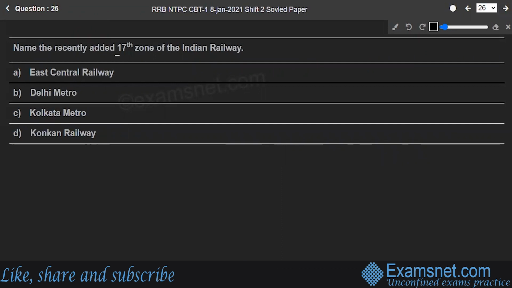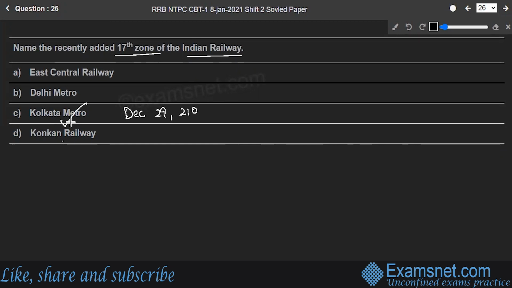Name the recently added 17th zone of the Indian Railway. Is it East Central Railway, Delhi Metro, Kolkata Metro, or Konkan Railway? The recently added 17th zone of the Indian Railway is Kolkata Metro. Option C. The Metro Railway of Kolkata, country's oldest metro, on December 29, 2010, became the 17th independent zone of Indian Railways. Making of Kolkata Metro as an independent zone was notified by Railway Board on December 29, 2010.